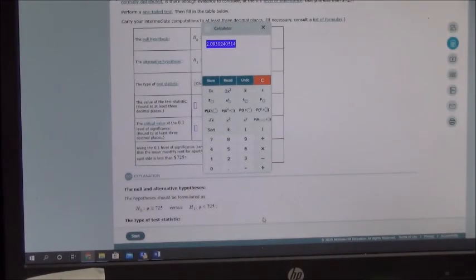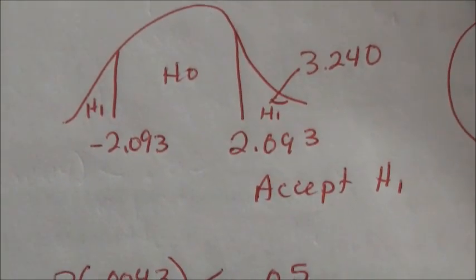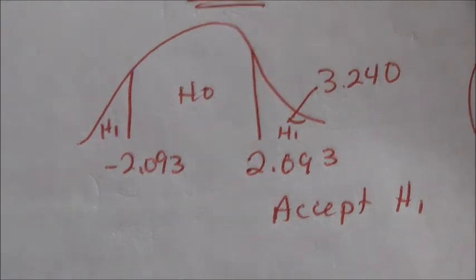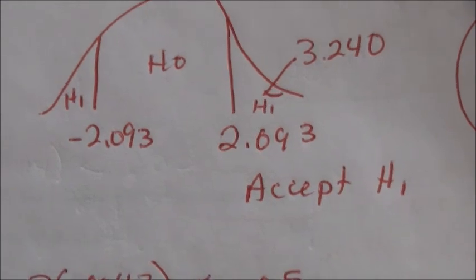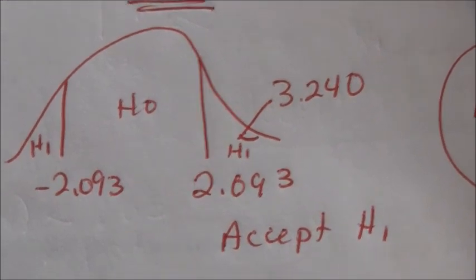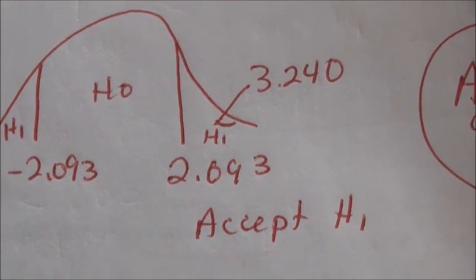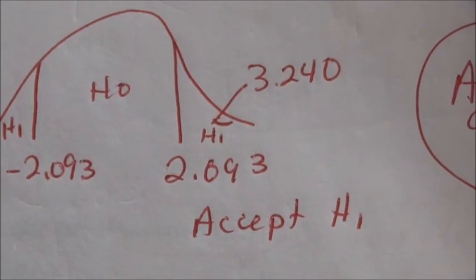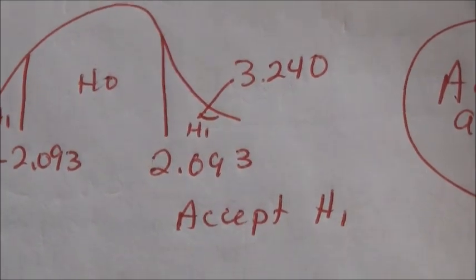So the question then again is, should we accept that claim or not? So again, 2 ways to accept the claim or not. I'm going to look at my graph here. I've drawn a picture. I have my critical values of negative 2.093 and positive 2.093. My t-value, my test statistic, was 3.240, which is bigger than the 2.093. So it falls in where we would accept the alternative claim. So we're going to accept the alternative claim, which is that it was not equal. So are we going to accept the claim? Yes. We are saying that the mean does not equal 2.27.